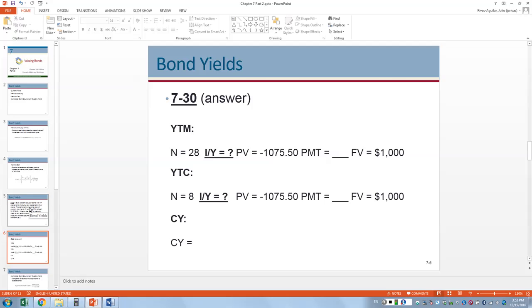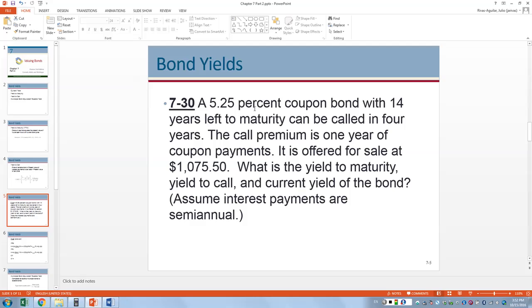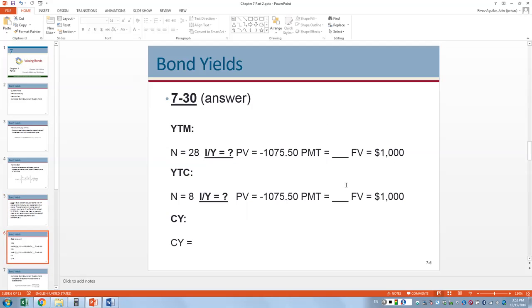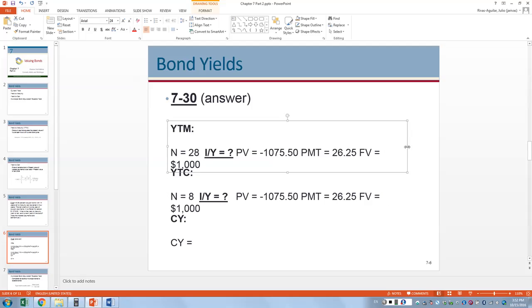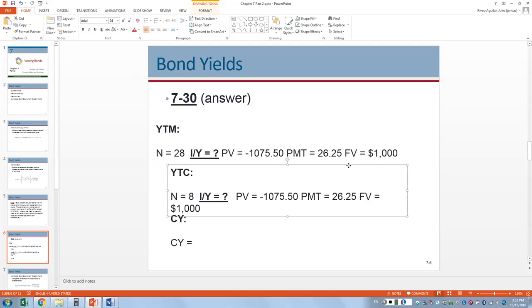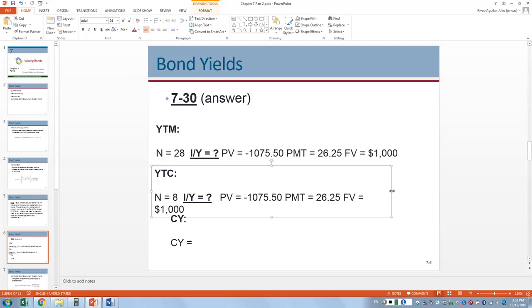Now we're going to have to make a couple of modifications though. 5.25% coupon. So 0.0525 times $1,000, right? So we receive $52.50 every year. Since we're being paid twice a year, it's 26.25. So this is 26.25, and this is 26.25. I'm going to make this box a little larger so that everything fits in one line.